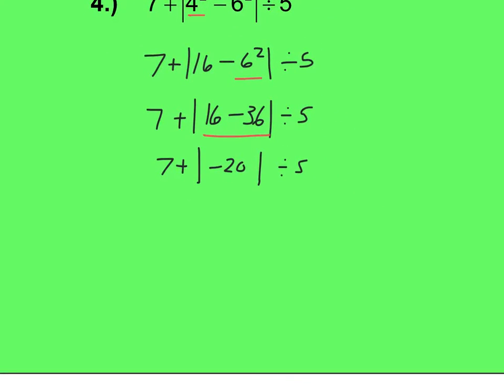Now here's where it's different than parentheses. If it was parentheses, we would have been able to get rid of them and just write 7 plus negative 20. But we have to actually take the absolute value of negative 20, and the absolute value of negative 20 is 20. So we go 7 plus 20, divide by 5. We're almost done. Division comes before addition, so I divide, and I get 7 plus 20 divided by 5, which is 4. We are down to one step, and 7 plus 4 is 11.